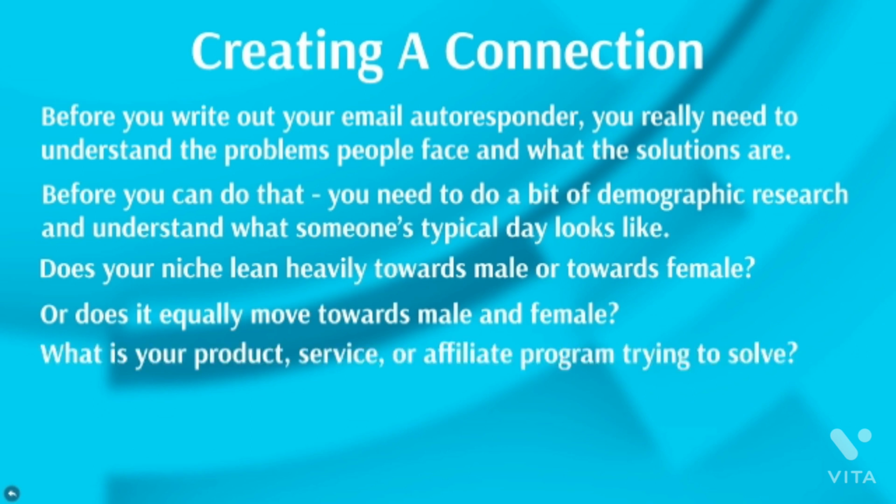The next question is, what is your product or service or affiliate program trying to solve? So let's pick a niche. For example, survival niche. That niche tends to lean more towards males. And if you think about it, why would they be interested in survival? Well, natural disasters like earthquakes, tornadoes, and all of that can happen. The best thing to do is be prepared.